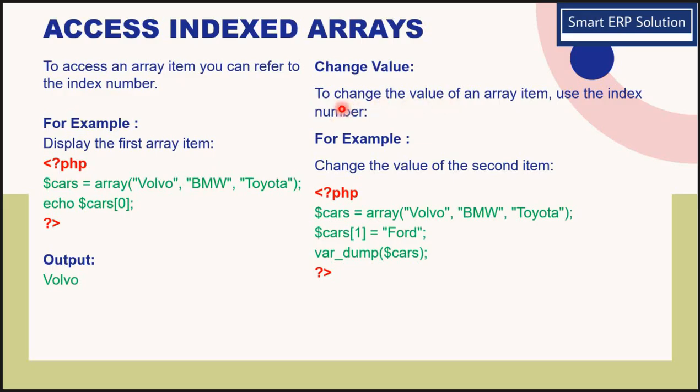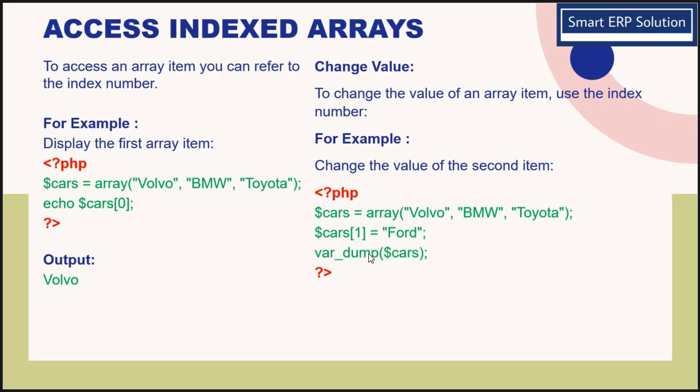Change value. To change the value of an array item, use the index number. For example, change the value of the second item. If you want to change the value of the second item, we will do the following. $cars = array("Volvo", "BMW", "Toyota"); $cars[1] = 4; and then var_dump.